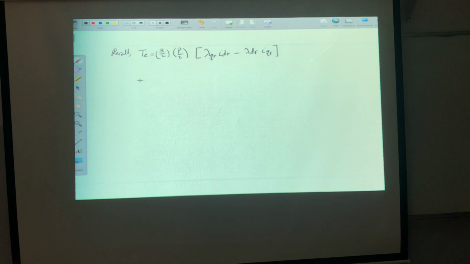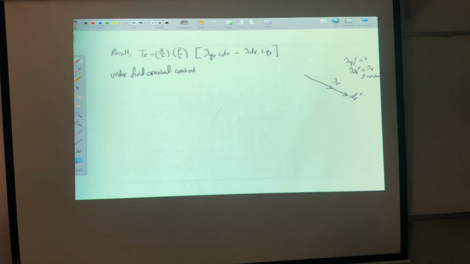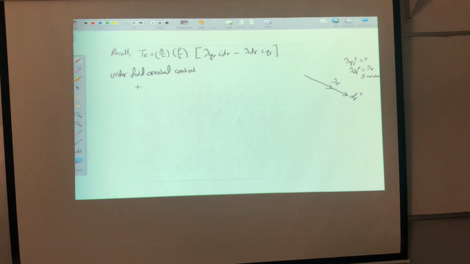Now we said that under field-oriented control, we are assuming we can manage to point the flux of the rotor toward the D axis. So in this case, we'll have lambda QR E equal to 0, and lambda DR E equal to lambda R. At first, we assume this one to be constant. So if this is the case, automatically this term will become 0. Why? Because lambda QR is equal to 0.